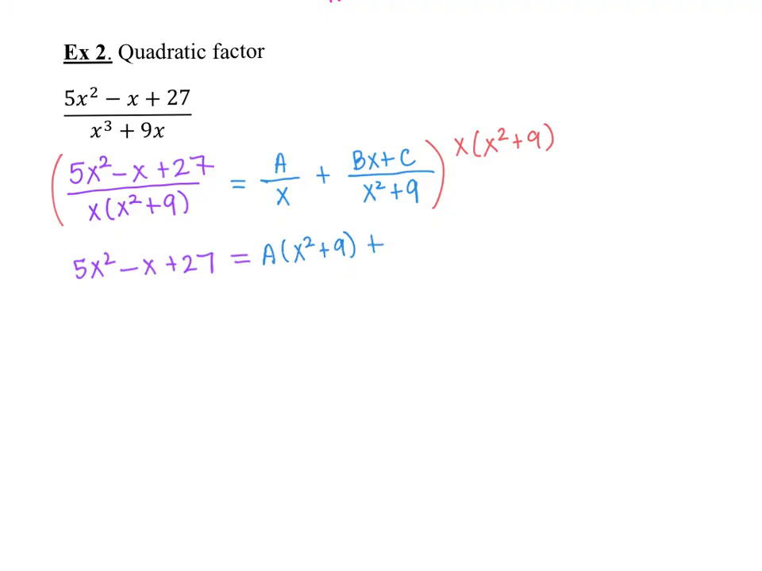Okay, now for the next one, the x squared plus 9 cancels with this, and I'm left with the bx plus c times the x. Make sure you put the bx plus c in parentheses so you don't forget to multiply the entire expression by x. Okay, now I'm going to go ahead and distribute it, and then I'm going to match up the like terms on the left and right so I can create my system of equations.